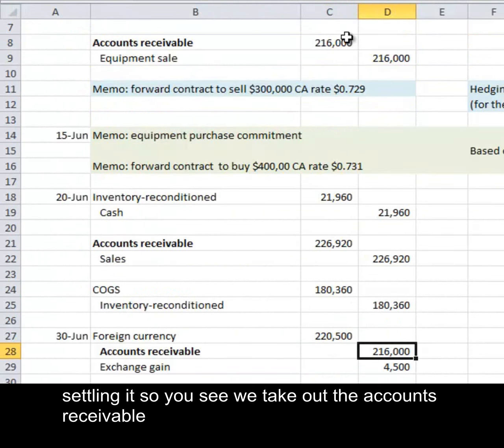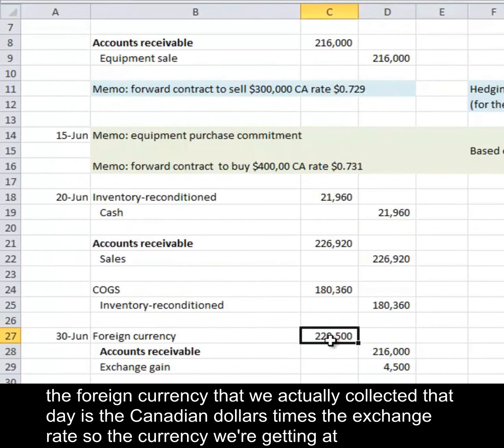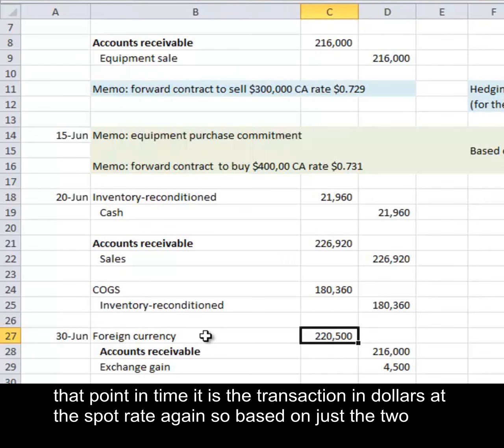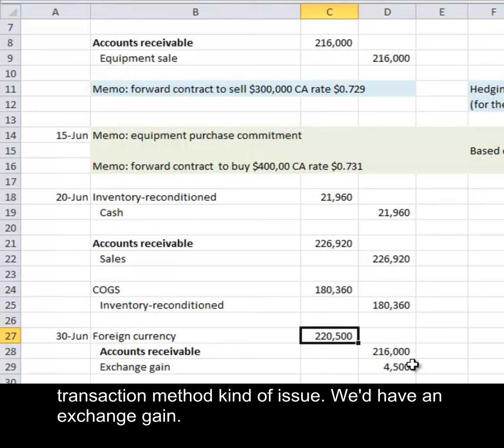So you see we take out the accounts receivable. The foreign currency that we actually collected that day is the Canadian dollars times the exchange rate. So the currency we're getting at that point in time is the transaction in dollars at the spot rate again. So based on just the two transaction method kind of issue, we'd have an exchange gain.